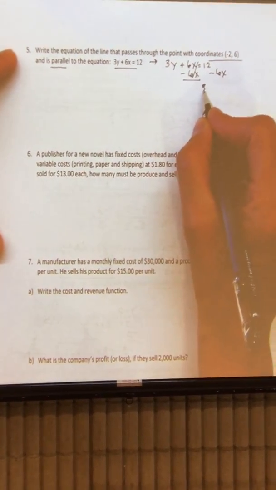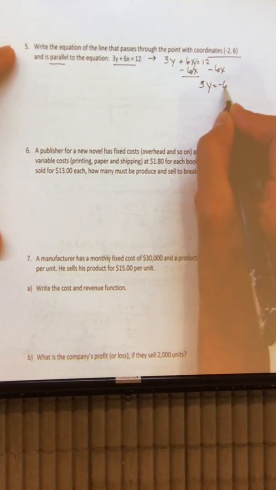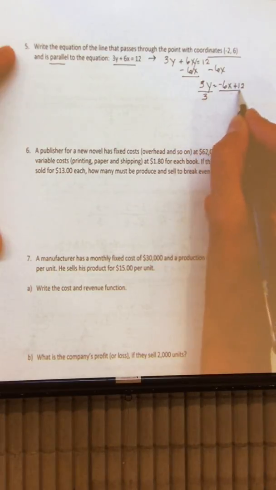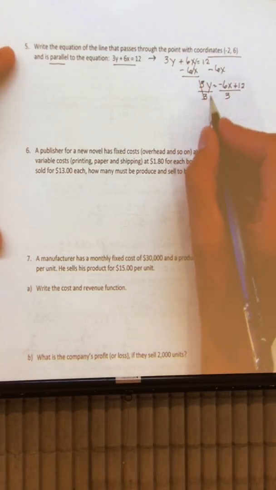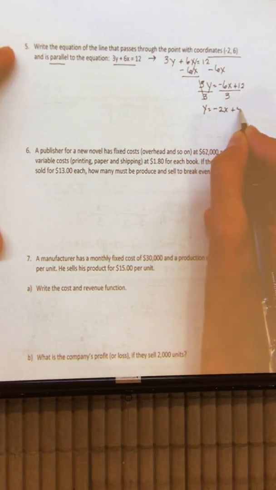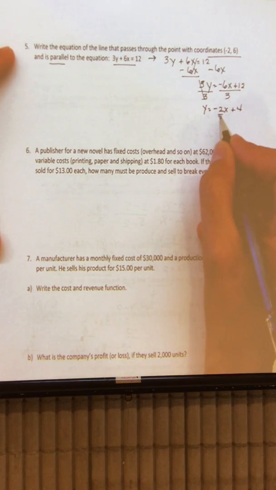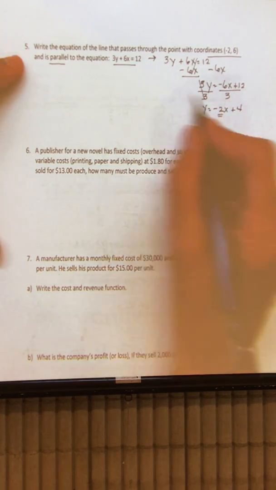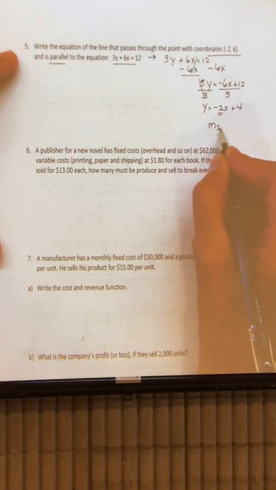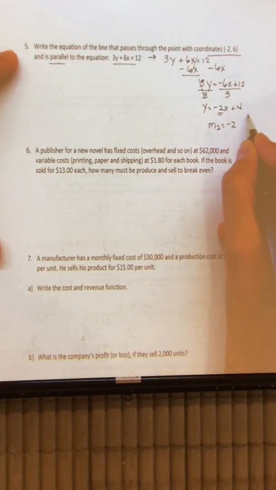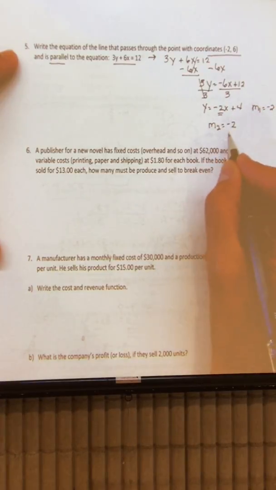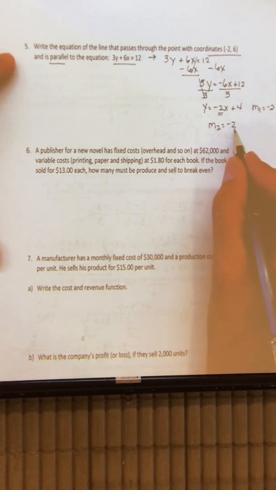So you have 3y is equal to negative 6x plus 12. To get the y alone, you divide both sides by 3. You have y is equal to negative 2x plus 4. Therefore, the slope of this line is negative 2. The slope of the line that is parallel to this line is the same slope, negative 2. So the slope of line number 1 is negative 2, and the slope of line number 2 is negative 2.